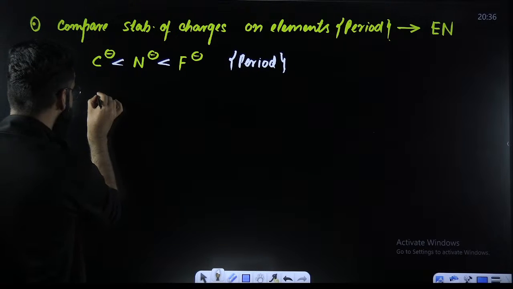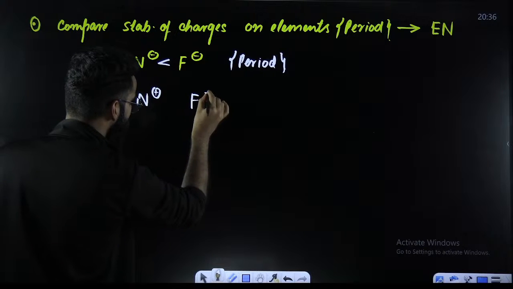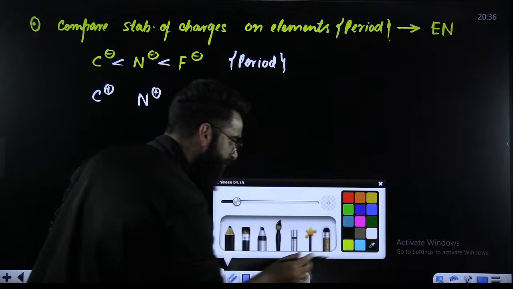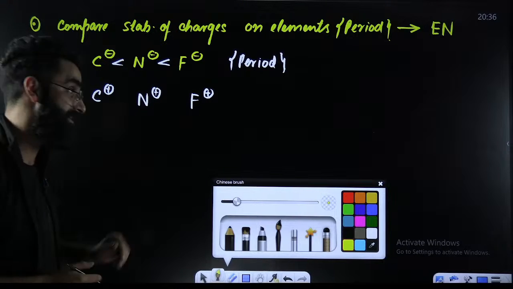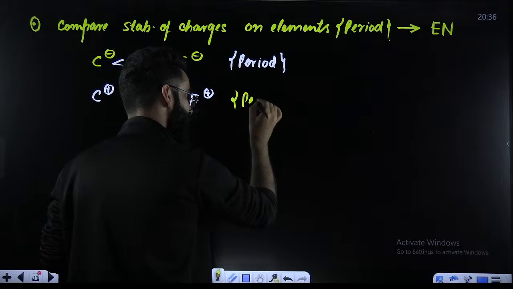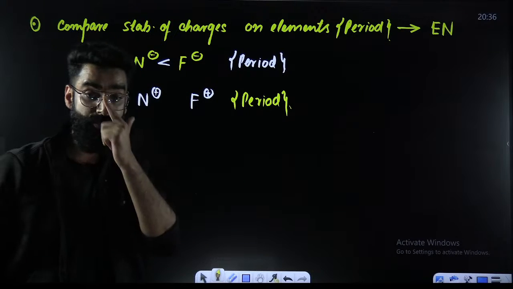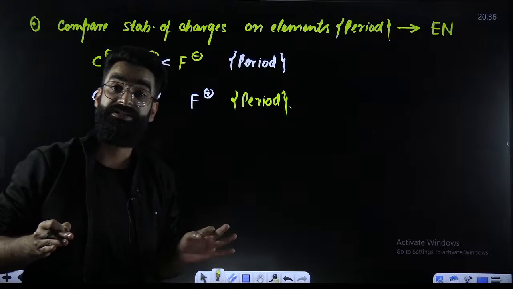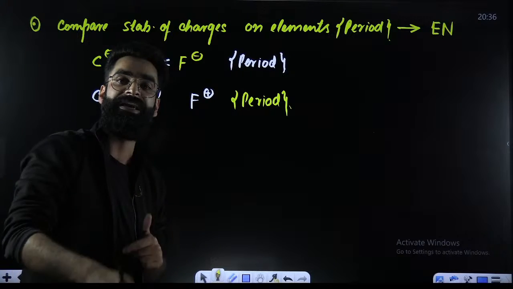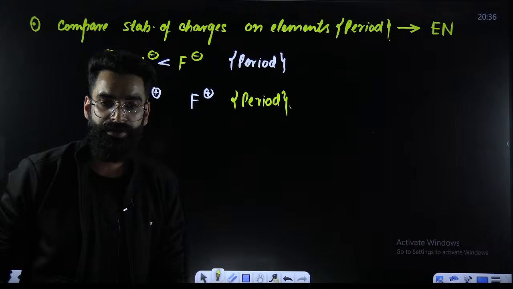Similarly, guys, for example, you have this scenario. Carbon carrying positive charge, nitrogen carrying positive charge, and fluorine carrying positive charge. Tell me, where is the positive charge more stable? First of all, you need to identify whether these elements belong to the same period or same group. Again, these elements belong to the same period. Whenever you need to compare the stability of the charges on elements of the same period, you'll be talking in terms of electronegativity.